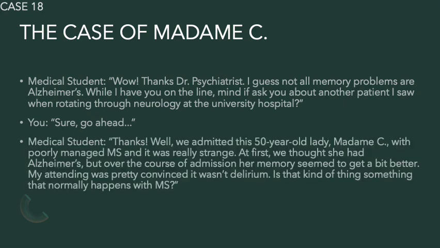Well, we admitted this 50-year-old lady, Madame C, with poorly managed MS, and it was really strange. At first we thought she had Alzheimer's, but over the course of the admission, her memory seemed to get a bit better. Attending was pretty convinced it wasn't delirium. Is that the kind of thing that would normally happen with someone who has MS?